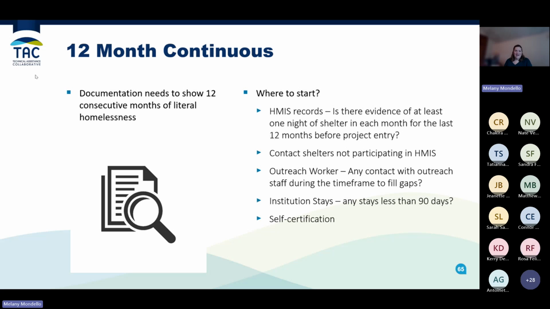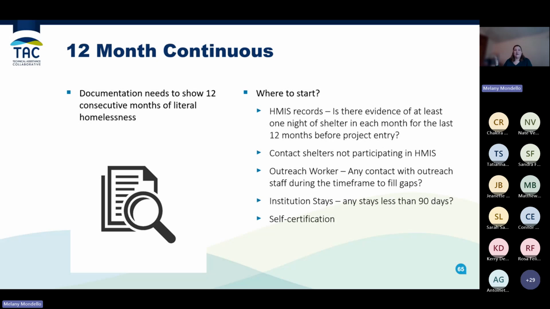Thank you. So 12 months continuous is exactly what it sounds like. How to do this? Maybe you look in your HMIS records, you can see your shelter entries, and you can see that it's been 12 months in a row that they've been there. If you're working with someone who maybe that shelter is not in HMIS right now for whatever reason, they could provide you something on their letterhead.